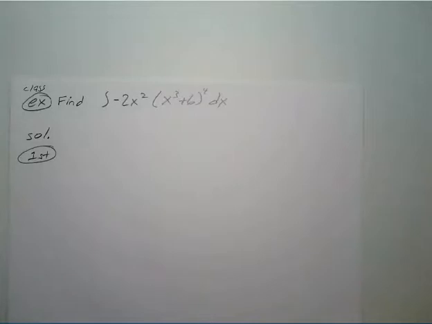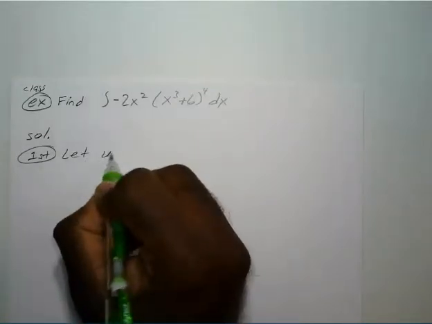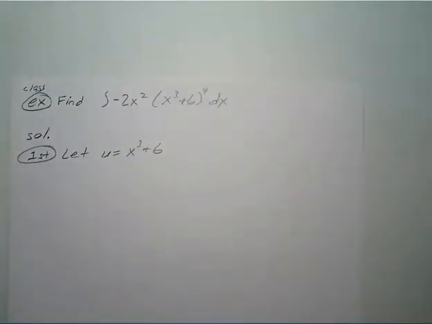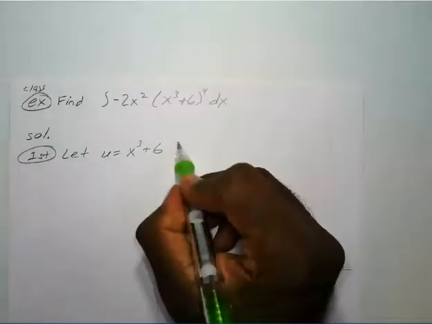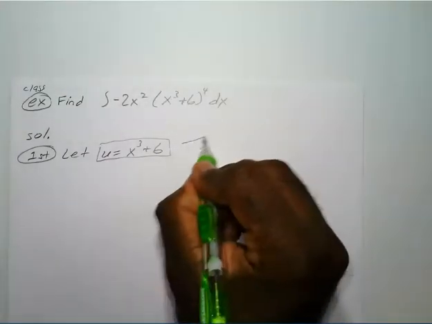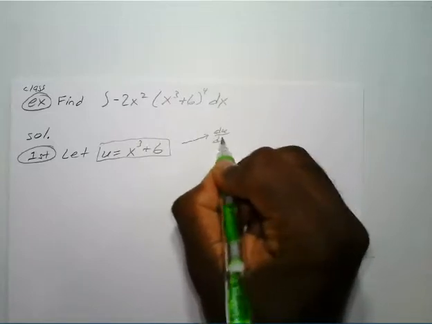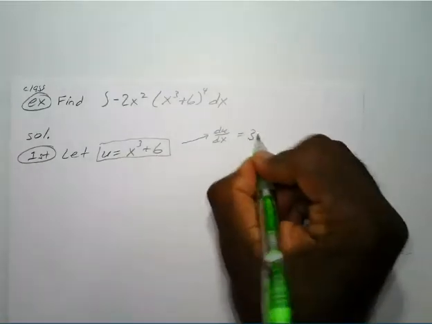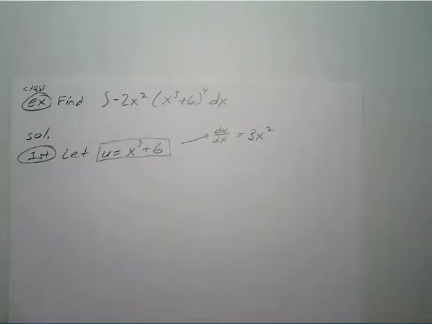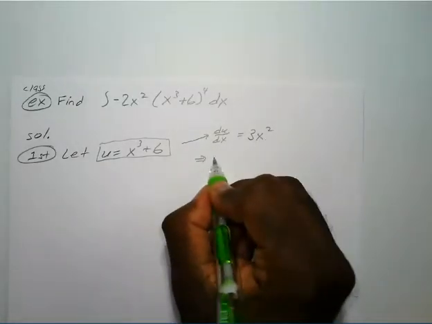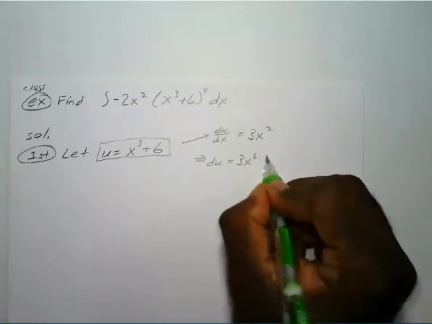Okay, first you have to have your u value. So what if we let u equal x to the third plus 6? Okay. And we're going to need that, so we're going to go ahead and put a little box over it. That means our derivative of u with respect to x is equal to, you have 3x squared. The derivative of a constant is just 0, so that's just 3x squared. And again, we just find the differential, so first thing we're going to do is multiply both sides by dx. So du equals 3x squared dx.